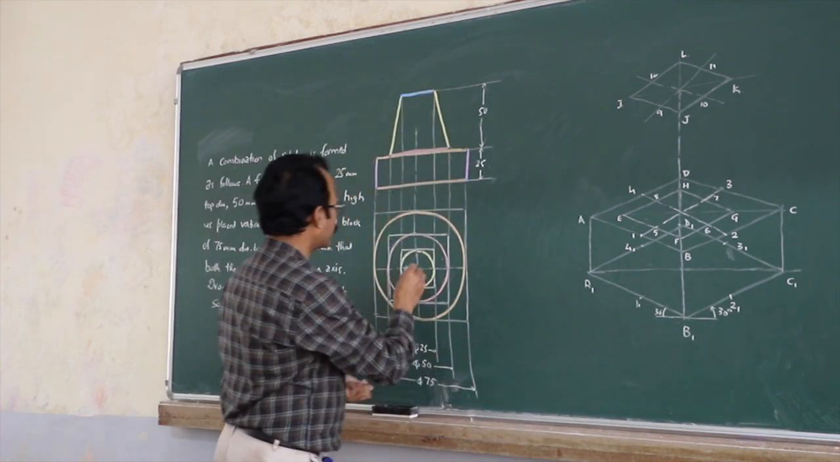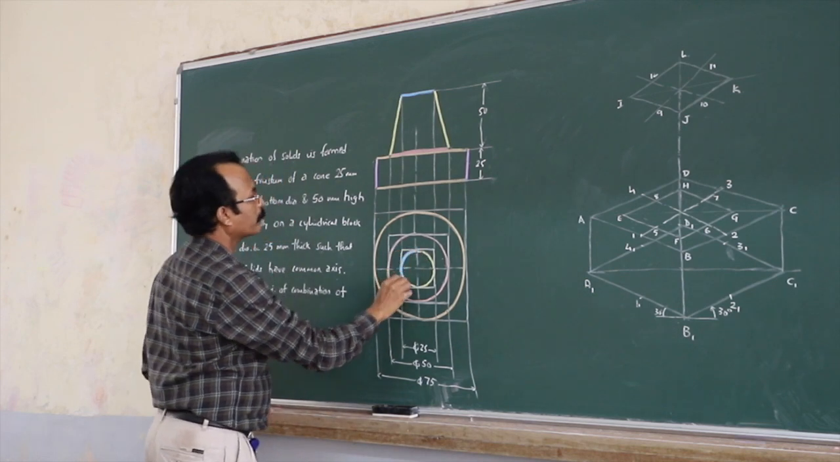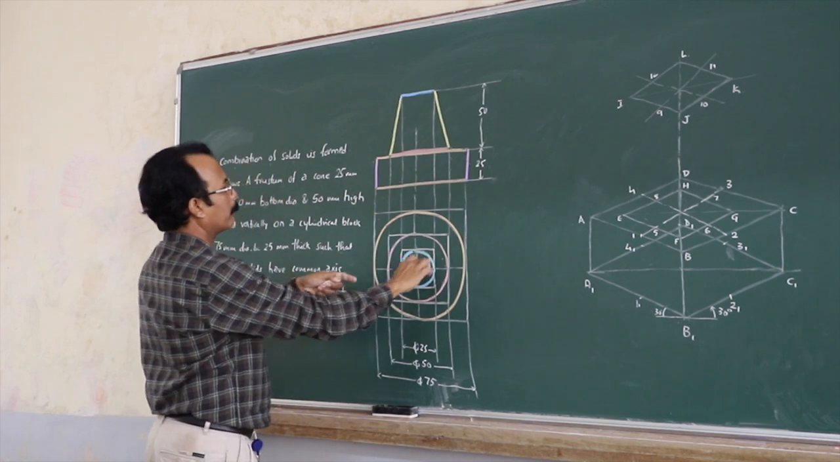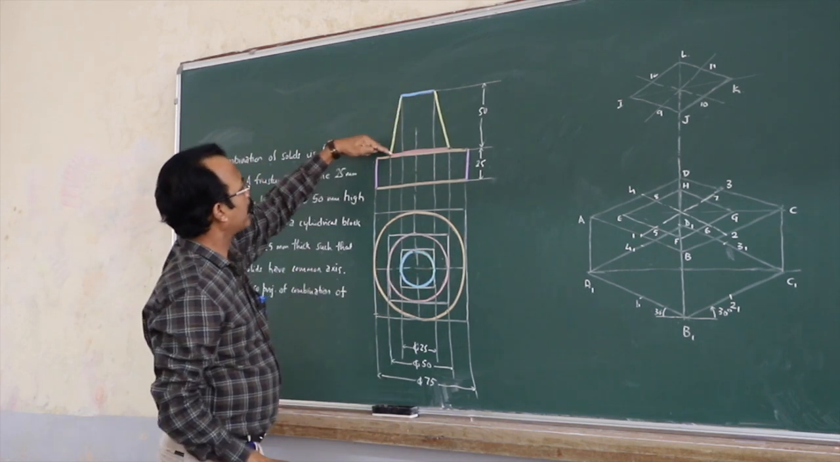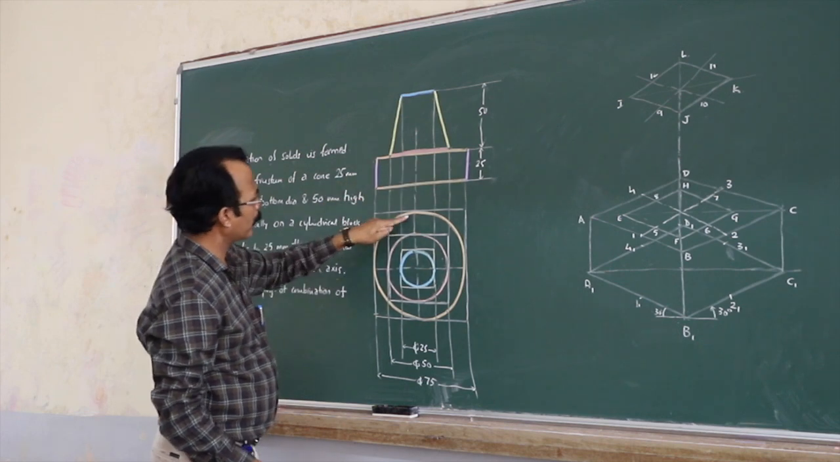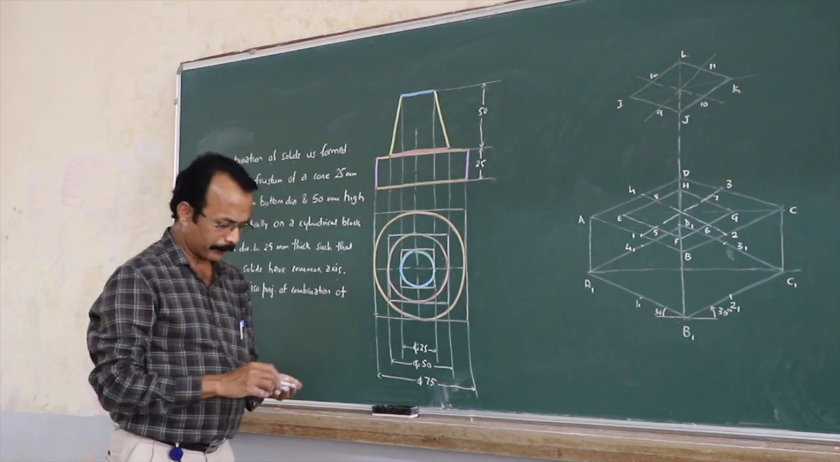So this is your top of the cone, right. See, blue I have used here, and this color is for the base of the frustum, and this color is for your cylinder part there, right.